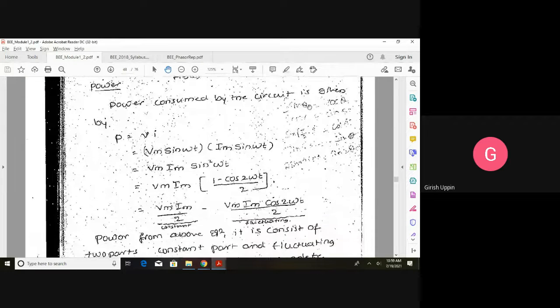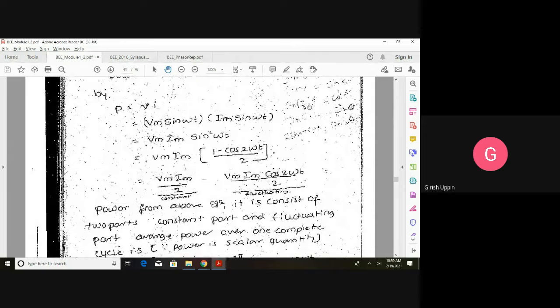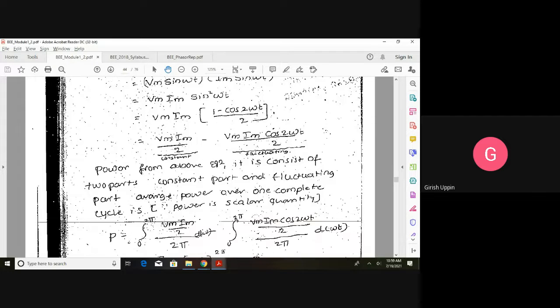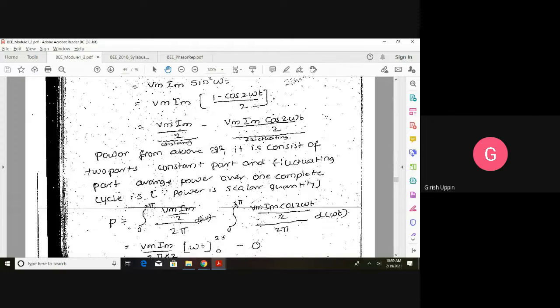Now, what is the power consumed by the pure resistive circuit? We know the instantaneous value of P is equal to the instantaneous value of the voltage into the instantaneous value of the current. What is V? Vm sin omega t. I is Im sin omega t. If you simplify this one, you get an equation like this: Vm Im by 2 is a constant part, because Vm and Im are constant, and there is a fluctuating part, because omega t is there, this will fluctuate.